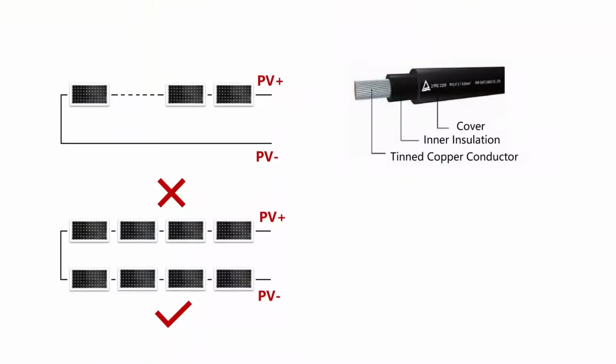This video will continue the topic of the previous video about the main causes of low power generation of solar systems. Number 5. DC solar cable power loss in the solar system. The reason: selection of DC solar cables is important to improve the utilization of solar power generation.